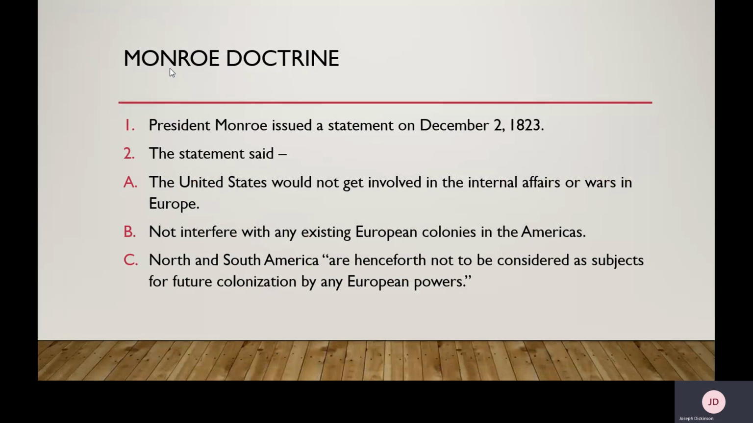They're not going to interfere with any existing European colonies in America. Any existing ones, that's it. North and South America are henceforth not to be considered as subjects for future colonization by any European power. So anything else in North and South America, they've got to stay out. This is it.